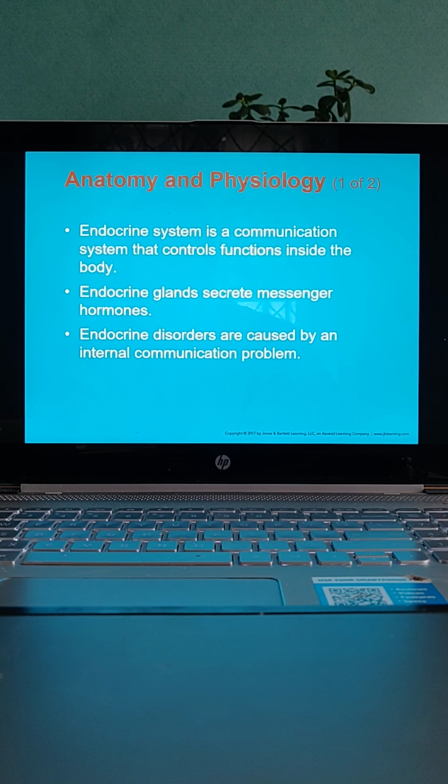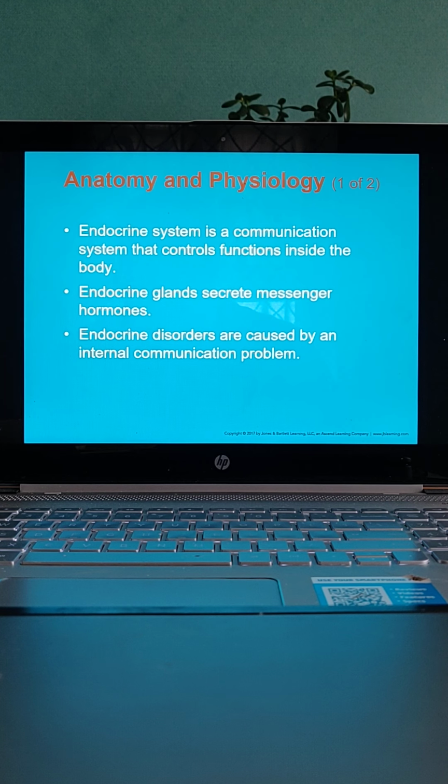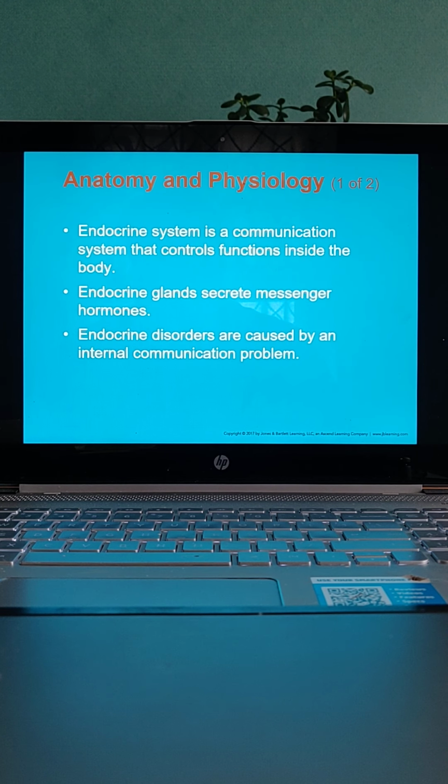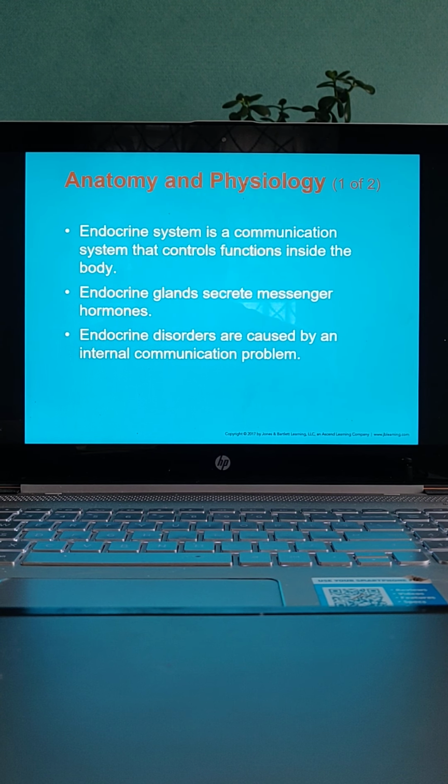Okay? If the gland is not functioning properly, it might over or underproduce the hormones. Okay? If it underproduces it, that's called hyposecretion, and if it overproduces, it produces too much of it, then that's called hypersecretion. Okay?